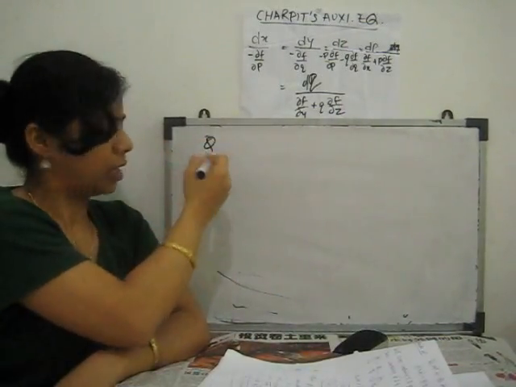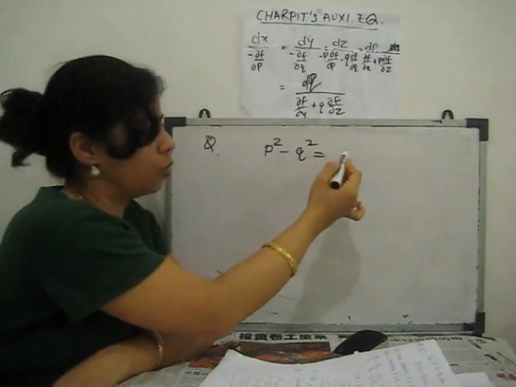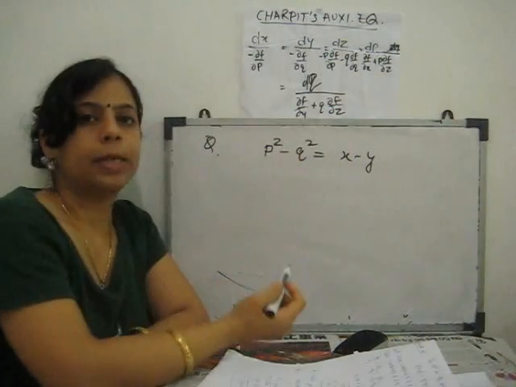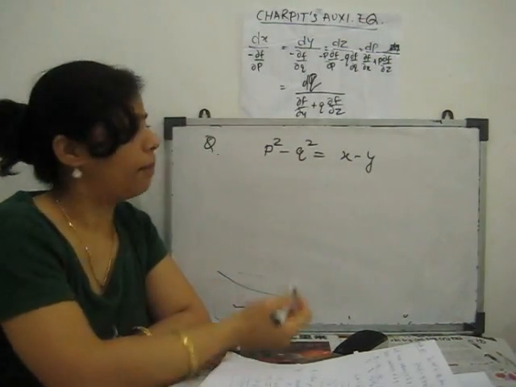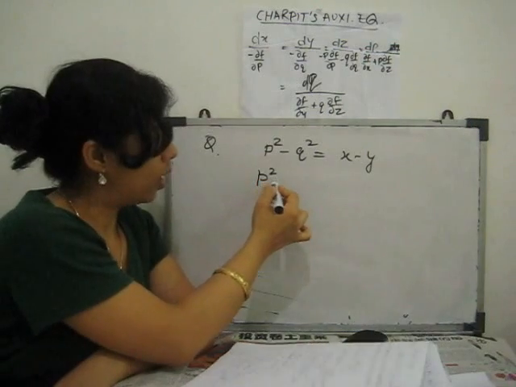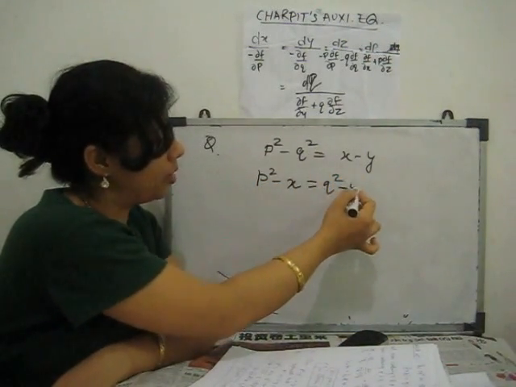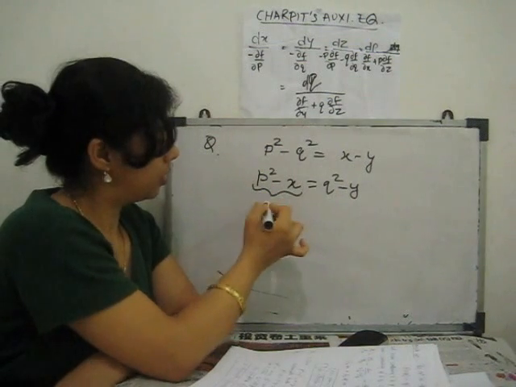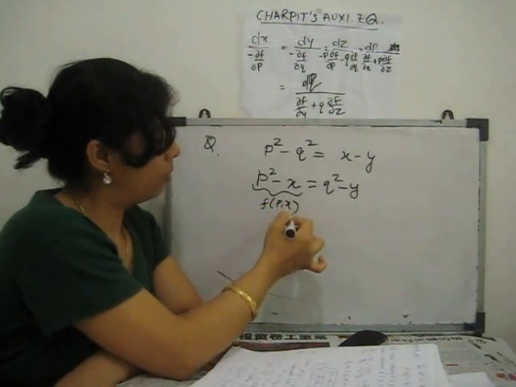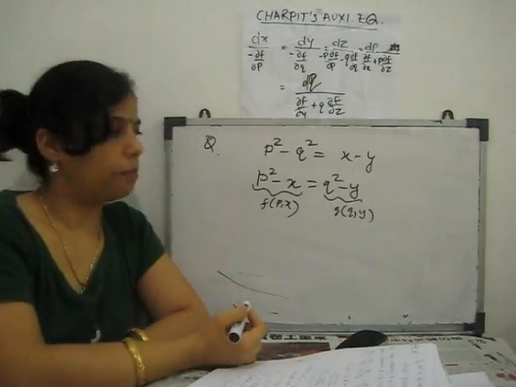Now we go for one example. p square minus q square equal to x minus y. See, this is in p, q, x, y, but in this case we can easily separate. p square minus x equal to q square minus y. See, this is f of p, x form and this is g of q, y. We can separate.